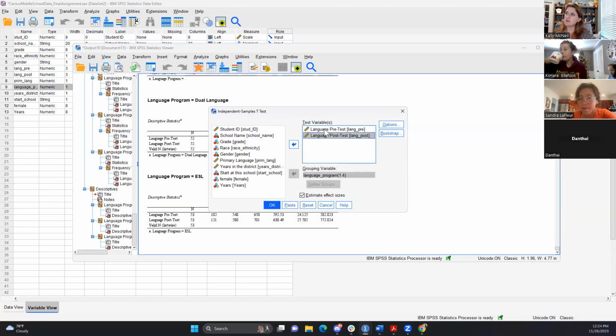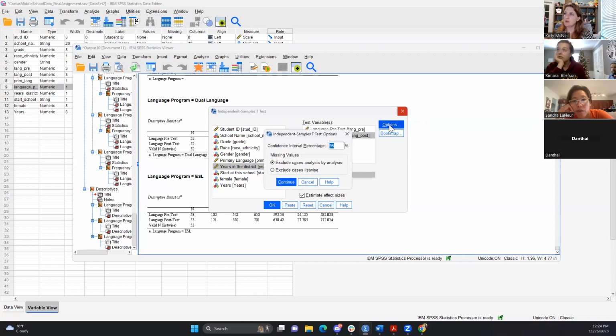Also look at other things here too, right? Like what would happen if we did the years in the district? I don't know. Well, before I add anything else, let's just see the comparison of what this looks like to descriptive statistics, because I'm curious. Do you have to go to options at all, or does this do it for us? That's fine, yeah. Looks like it's good.